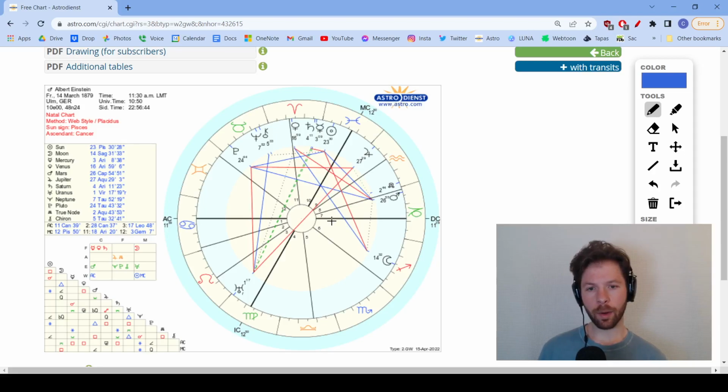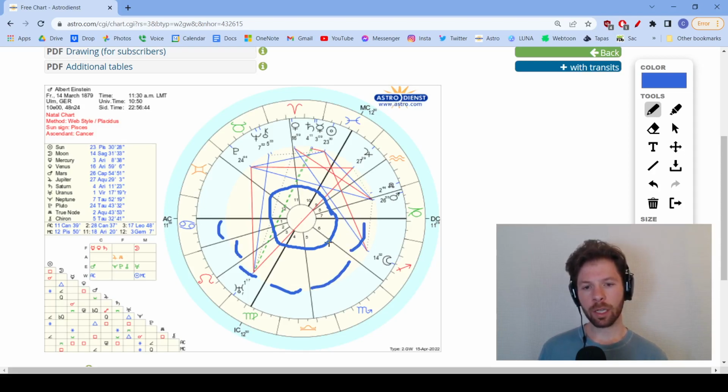So starting with the inner ring, this circle here of these different 12 numbers, what these are is that they represent the 12 different houses, the different pie slices of energy here in the chart. So you've got the first house, the second house, third, fourth, fifth, sixth, and so on. And you can tell what house a planet is in by looking at the number that corresponds to that slice of the chart.